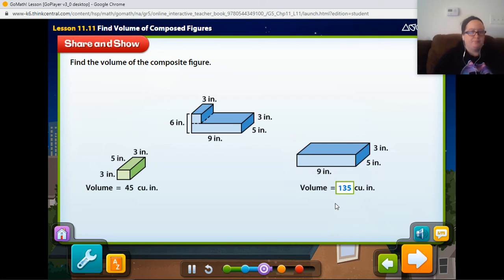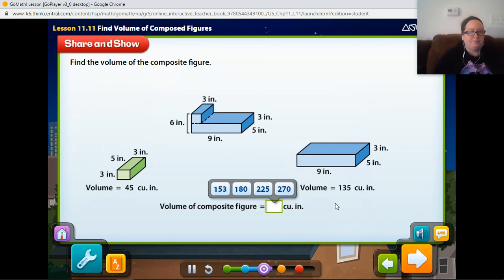135 cubic inches. So what's the volume of the composite figure? So we're going to add 135 plus 45, and that's going to give us 180. That's right. 45 plus 135 equals 180. So the volume of the composite figure is 180 cubic inches.